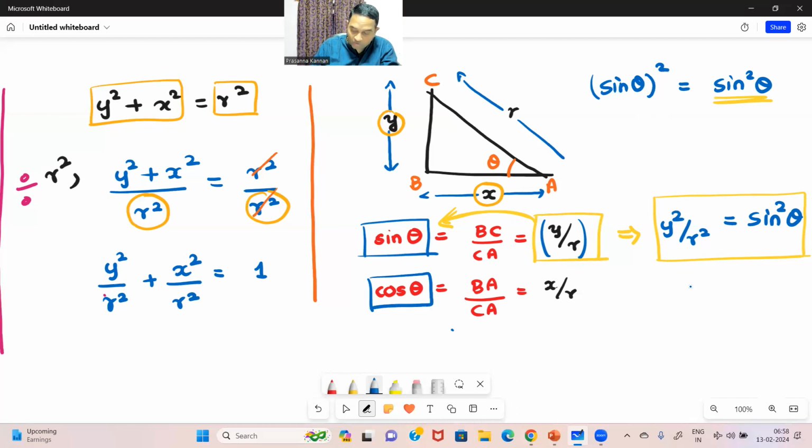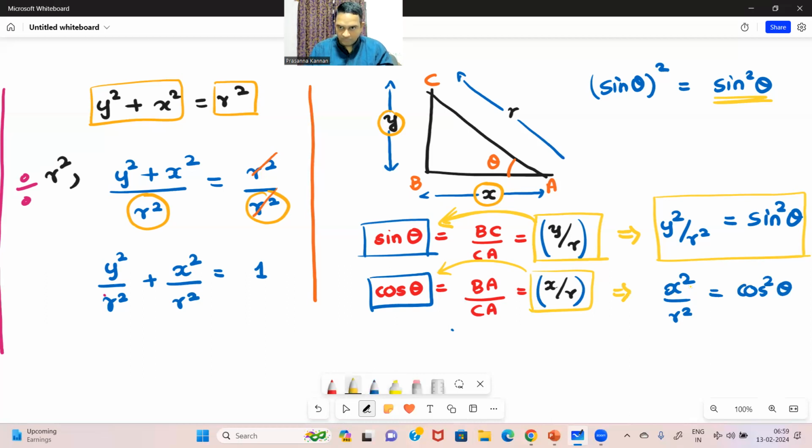Okay, what did you get for cos theta? X by r. Correct. So x by r I can write as cos theta. So what will be x square by r square? Can you tell me? Cos square theta. Very good. Or cos theta whole square. Super. So x square by r square is cos square theta.